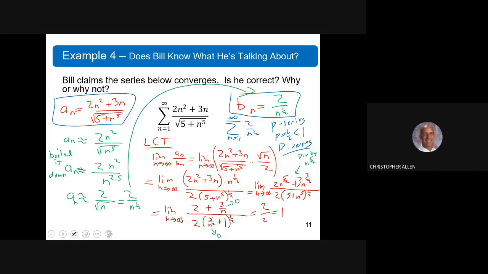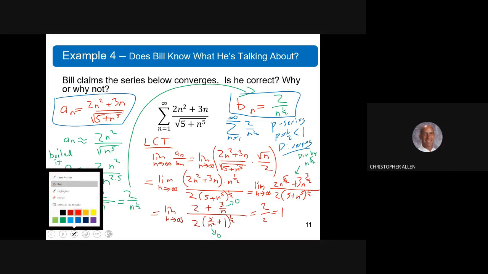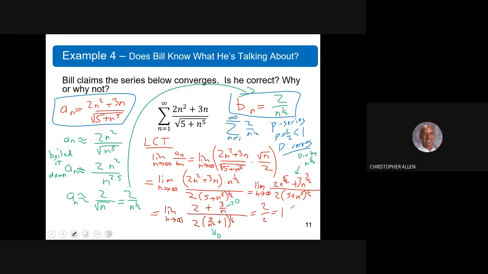By the way, is 1 greater than 0 and finite? It is finite and it is positive. And remember, we set up here that this series is going to diverge. So I'm going to put it way down here. Therefore, Bill is incorrect. This diverges, and I've run out of room to write that, so hopefully you can write that maybe in your notes. This is going to diverge.